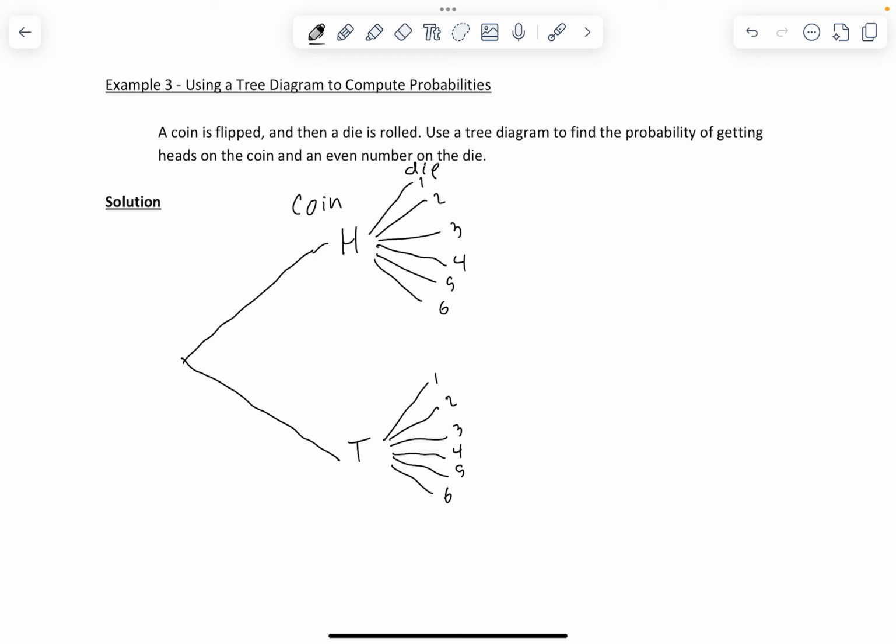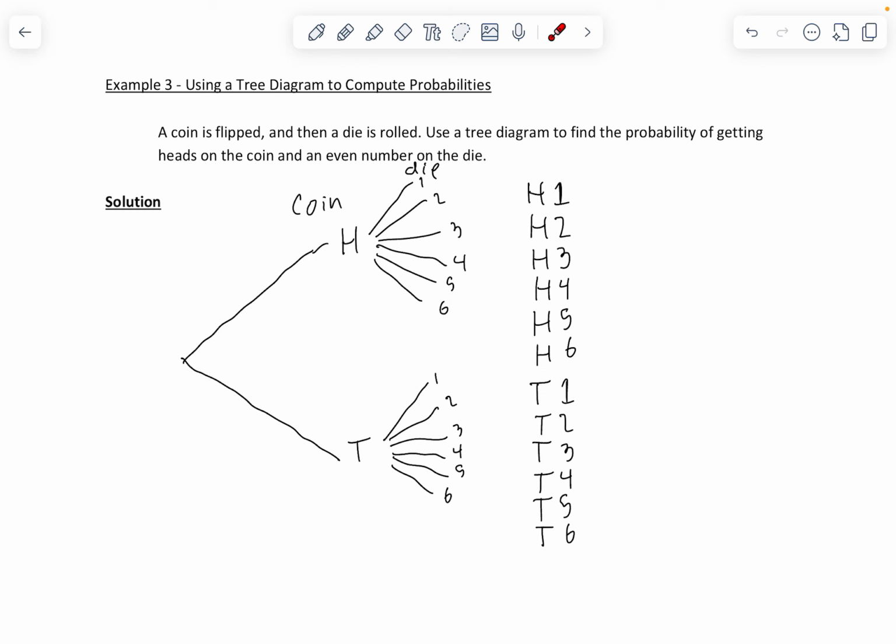So again, tracing through all the outcomes, I get my sample space. So I can get H paired with a 1 on the die, H paired with a 2, and so on, right? So I would get H1, H2, H3, H4, H5, H6, and then I've got T paired with 1, 2, 3, 4, 5, 6. So I have 12 possible outcomes in my sample space.